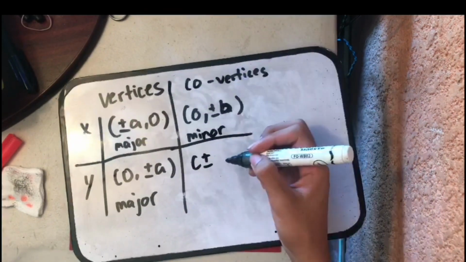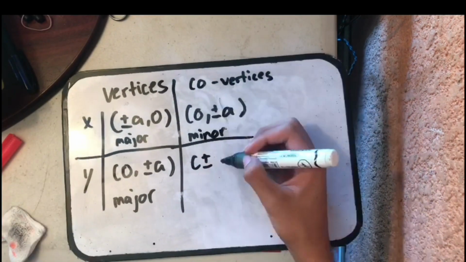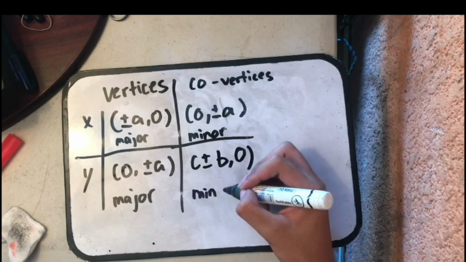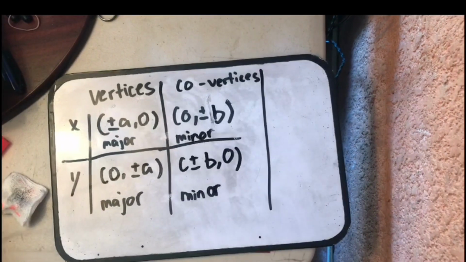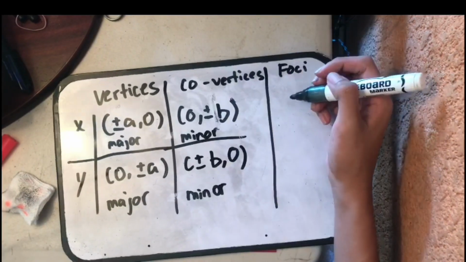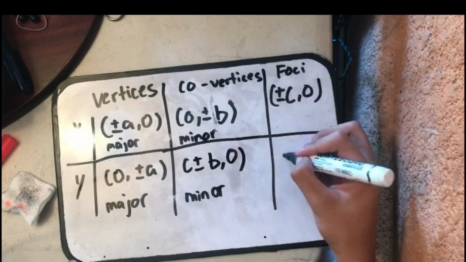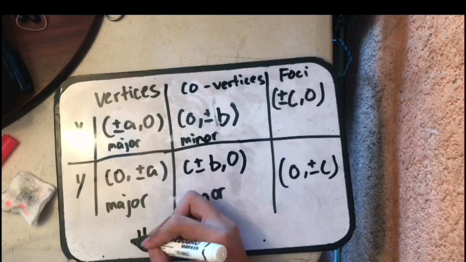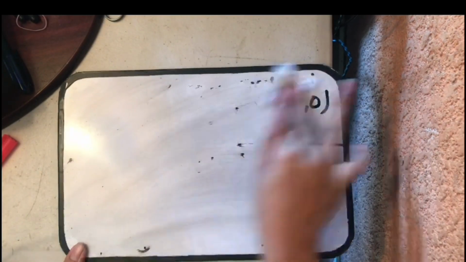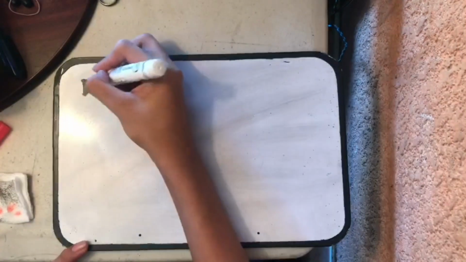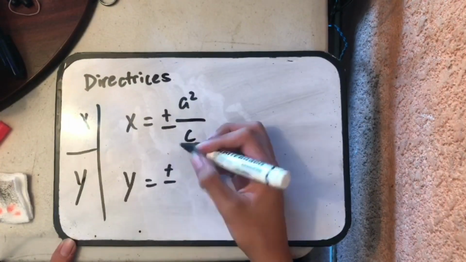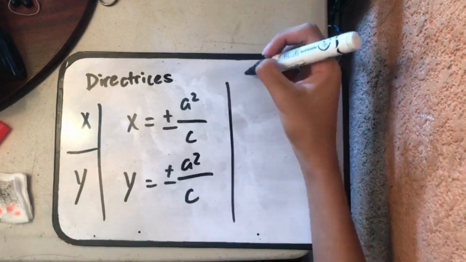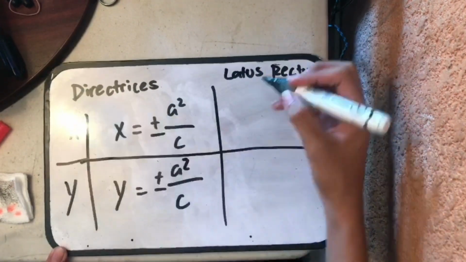Co-vertices for the x-axis are 0, plus and minus b. And for the y-axis, it is plus and minus b, and 0. For the foci, positive and negative c, and 0, and 0 and positive and negative c. The directrices of the two axes are positive and negative a squared divided by c.